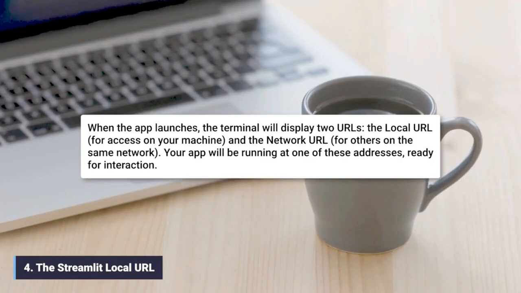4. The Streamlit local URL. When the app launches, the terminal will display two URLs: the local URL for access on your machine, and the network URL for others on the same network. Your app will be running at one of these addresses, ready for interaction.